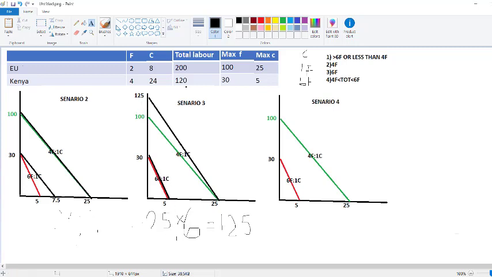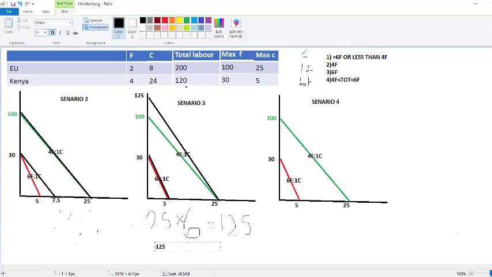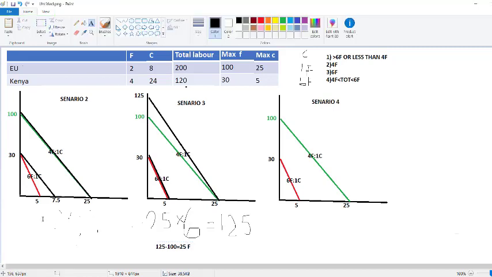So you just put there 125 minus 100 equals to 25 food they would gain. Yeah, what's the name gain? 2.5 carbon, just for a reminder. Okay, so that's the second scenario, third scenario.